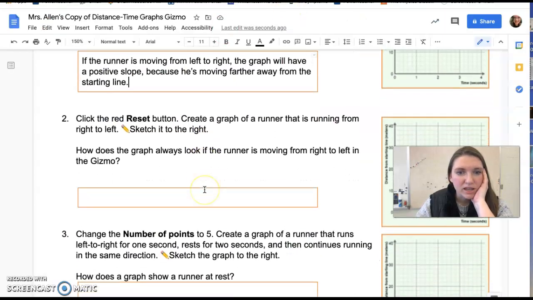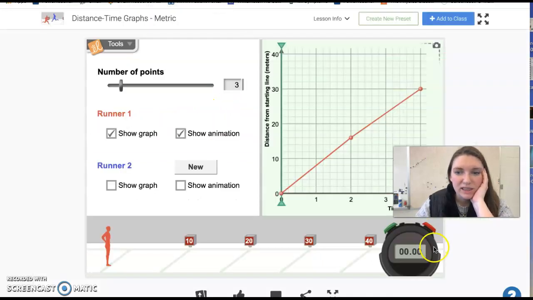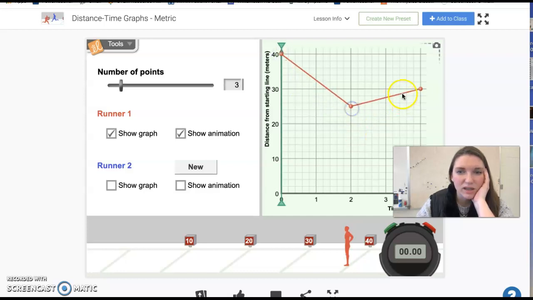Next question. Create a graph of a runner that is running from right to left. Sketch it to the right. Okay, so we're going to reset this. So if he's starting on the right side, that means that the graph is going to start up here, and if he's going right to left, he's going to be going closer to the starting line. So it's going to have a negative slope, okay?